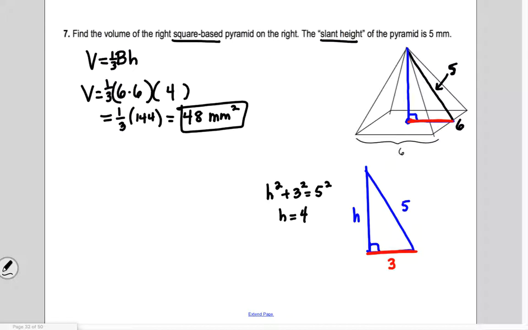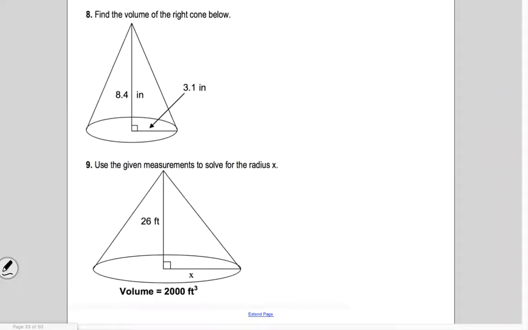Is it still millimeters cubed? Kushal got me, too. Did I say cubed and I wrote squared? Don't you hate that? All right, next up.